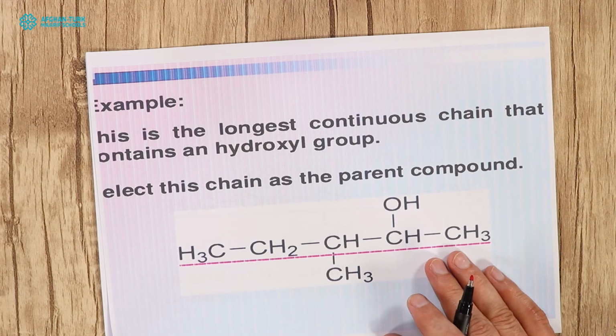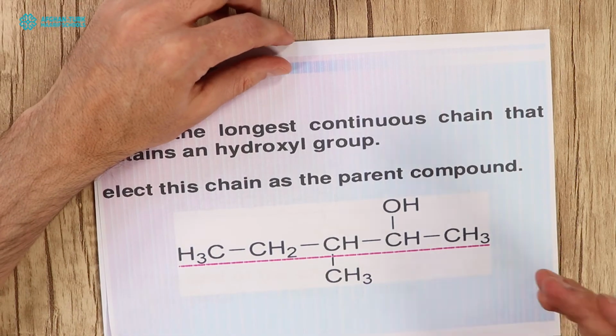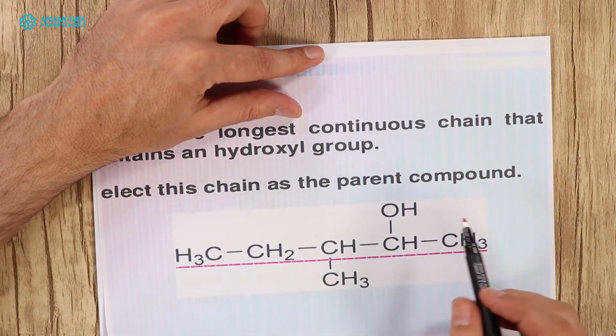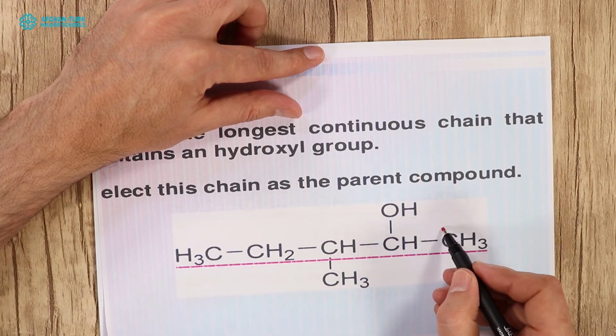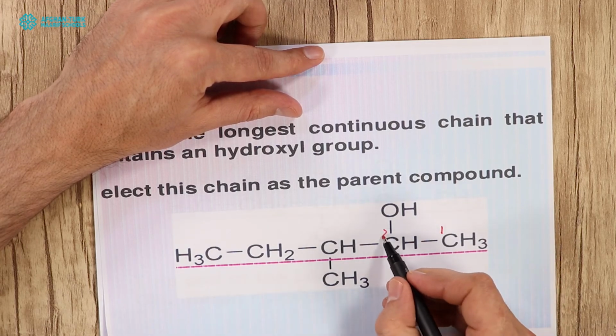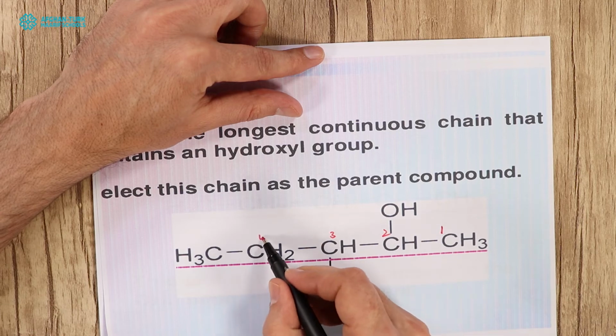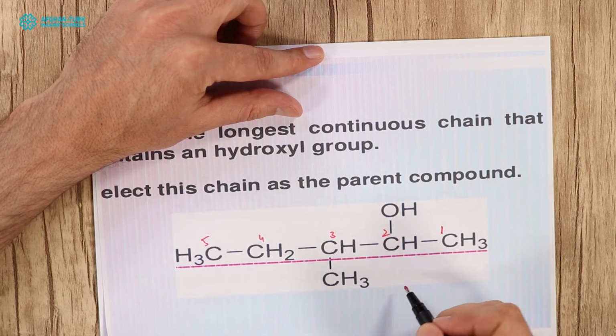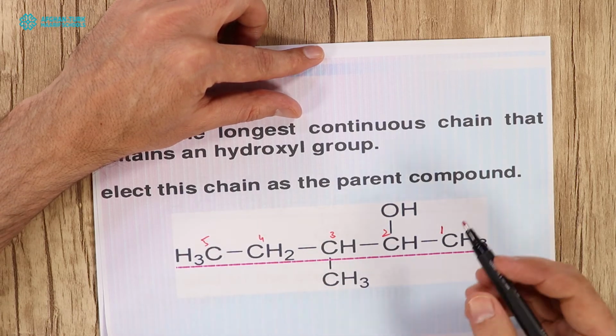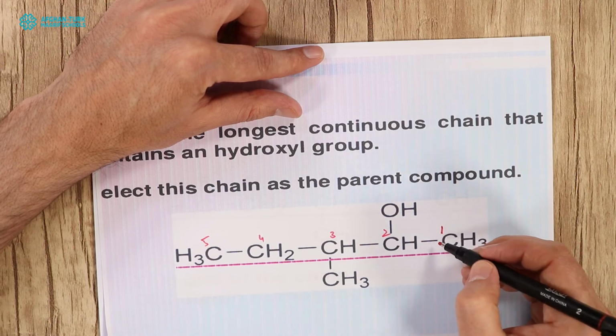Next one, here is another example. You can see it here. What is your longest chain? You can count it here. This is your longest chain: first carbon, second carbon, third, fourth, fifth. How many carbons are here? 5 carbons are here. Okay, my dear students, 5 carbons are here.